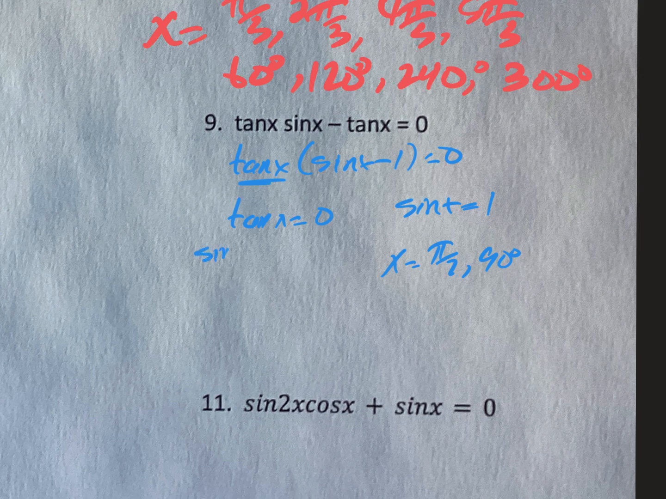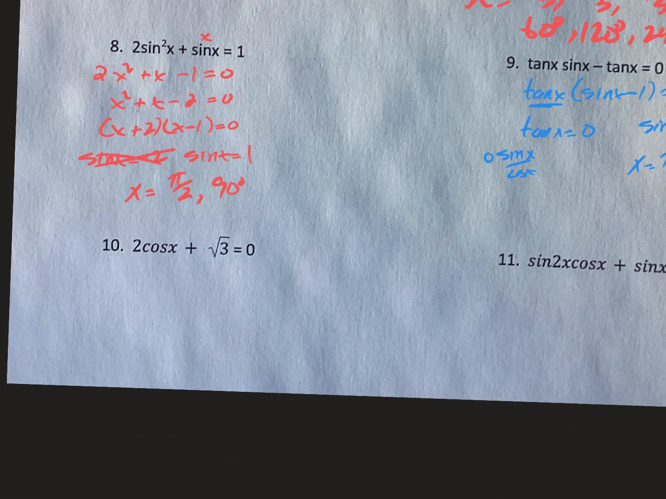Remember, tangent is sine over cosine. All right, so anywhere I have 0 on the top, that means the fraction is 0. So I need to know where sine is 0. Sine is 0 at 0, which is 0 degrees, and also at pi, which is 180 degrees. And that's all for that one.